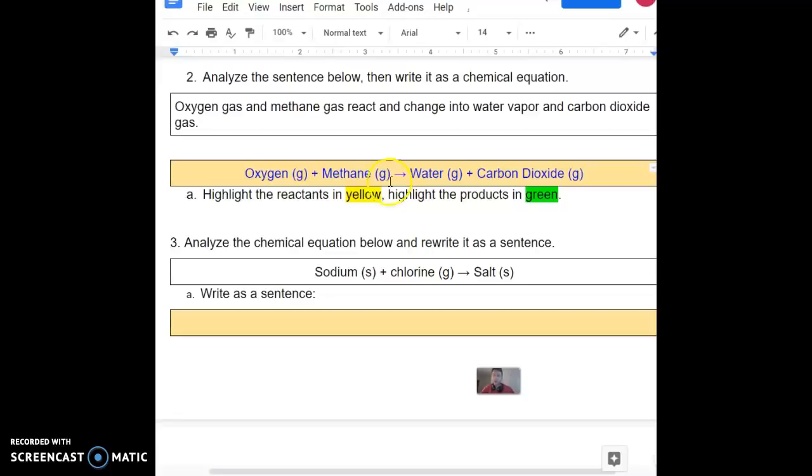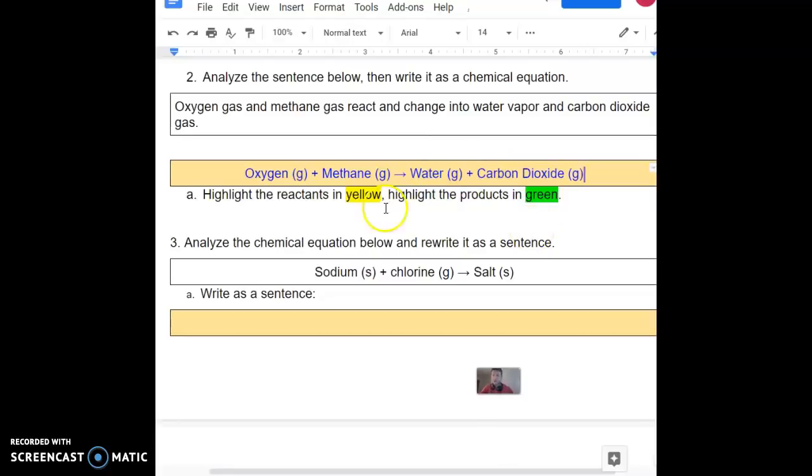Okay, so now I have oxygen and methane in my reactants, and I have water as a gas, that's water vapor, and carbon dioxide gas in my products. Now notice, water vapor and carbon dioxide are two separate things. So just like you learned last week, when you have a mixture, we're going to use that plus symbol to separate those two terms to show that they're two separate things mixed together.